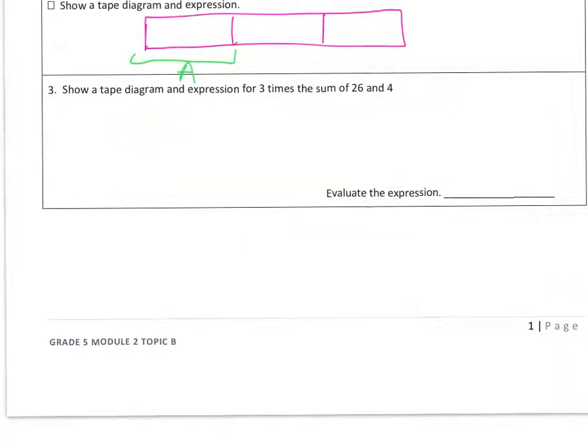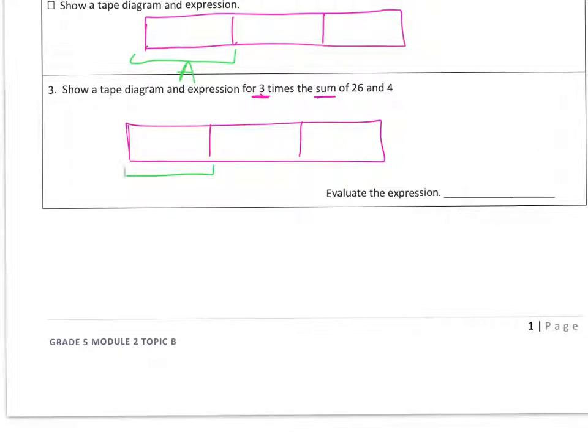Now we're going to get a little fancier. Show a tape diagram and expression for 3 times the sum of 26 and 24. Just a reminder that sum means adding. So we're going to do our tape diagram. Once again, since we're doing 3 times, which means we have 3 of the same thing, it's going to need 3 chunks in our tape diagram. And each chunk is going to be 26 plus 4, or 30. So we'll write that here, 30, 30, 30.